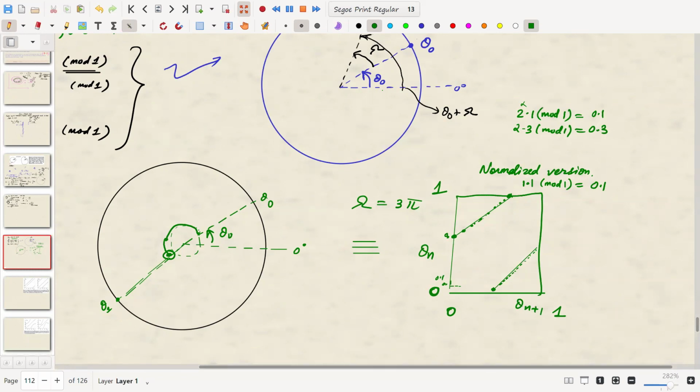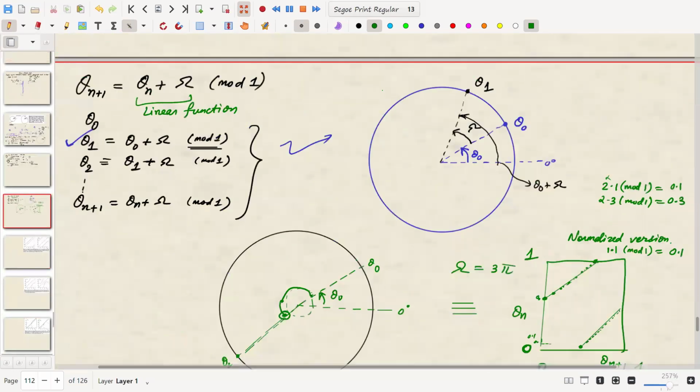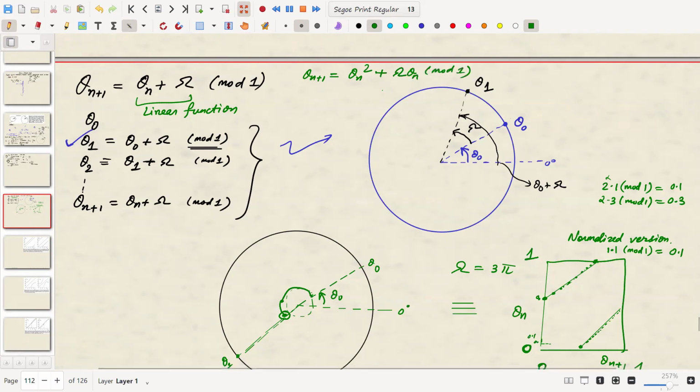The angle will increase linearly, isn't it? Do you agree with my statement that the angle will vary linearly? Why? Because theta n plus 1 is just theta n plus omega. If I had done theta n plus 1 is theta n square plus omega, theta n mod 1, then it would be a non-linear map. Now you are dealing with a linear function here. So it is linear dynamics, a linear map.